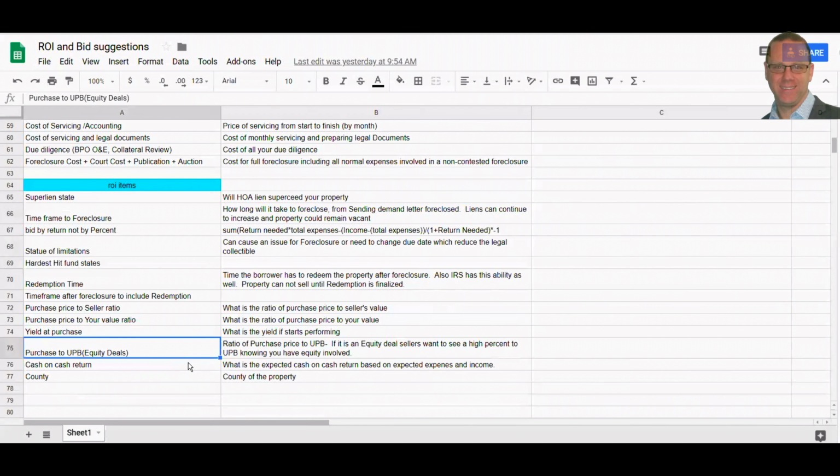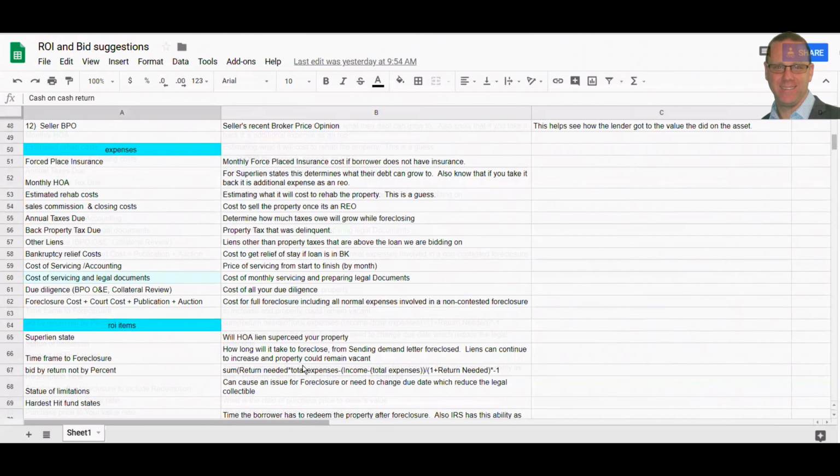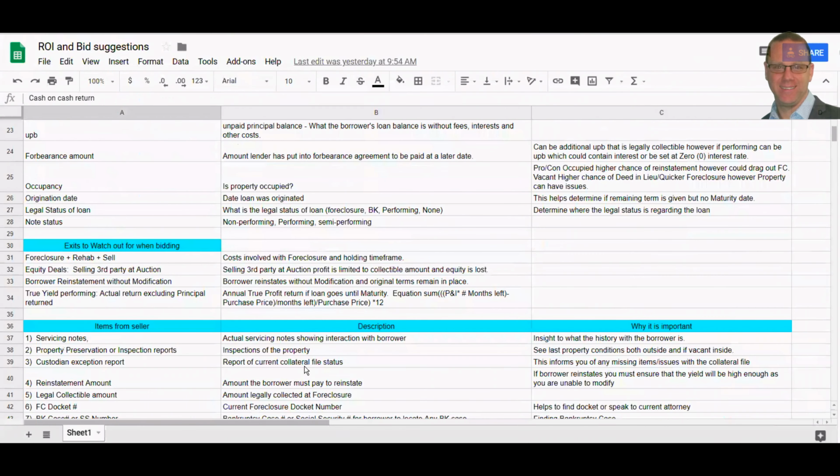We put the cash-on-cash return on there. It's a very simple calculation. It's just the payment times 12 divided by the purchase price. Of course, accounting. So some of the big factors we look out for are foreclosure, rehab, and sell.